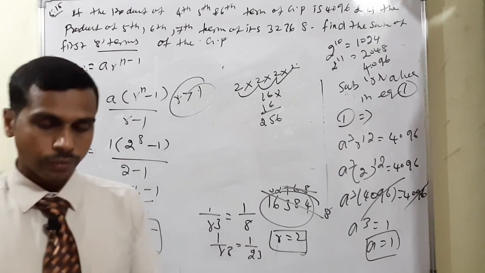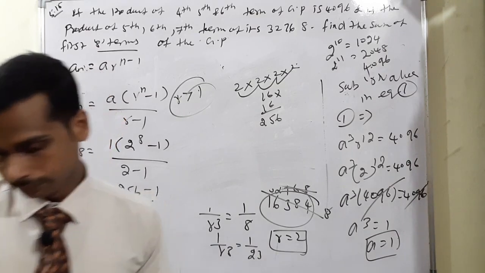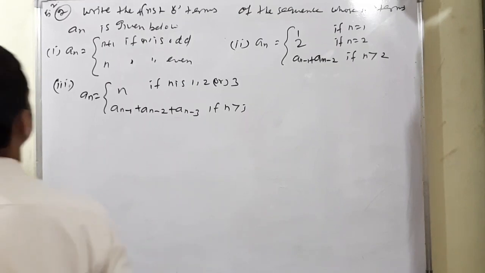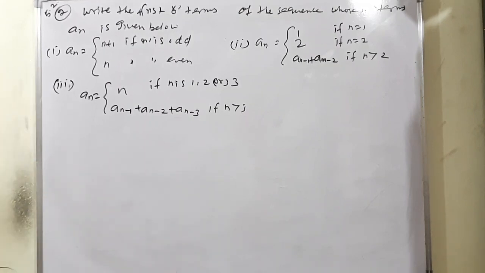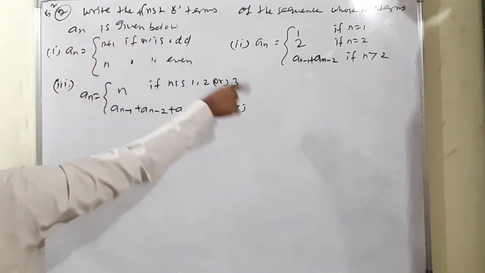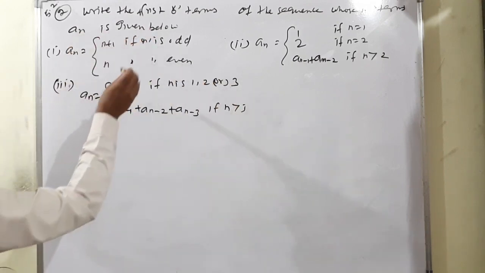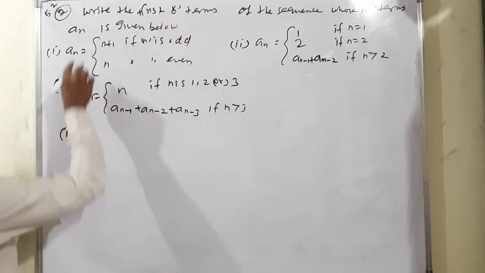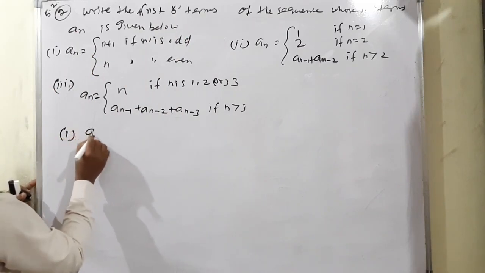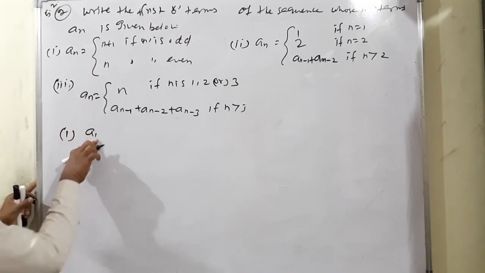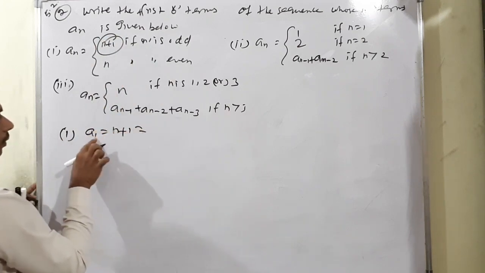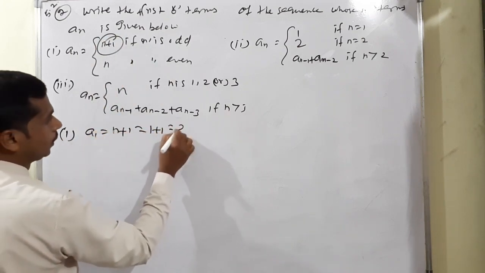Okay, I will continue with exercise 5.2. Moving to exercise 5.2, question number 2: write the first 6 terms of the sequence whose nth term an is given below. There are 3 subdivisions, and for each subdivision we have to find the first 6 terms. Moving to subdivision 1, consider a1. Is 1 an odd number or even number? Odd number. For odd numbers the condition is n plus 1, so instead of n we take 1, therefore 1 plus 1 is equal to 2.